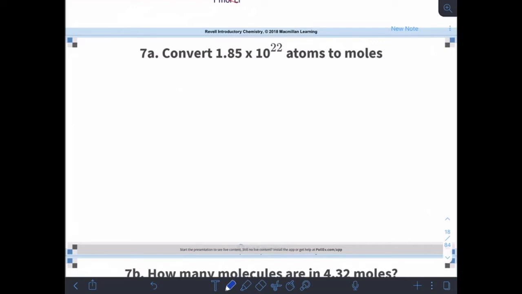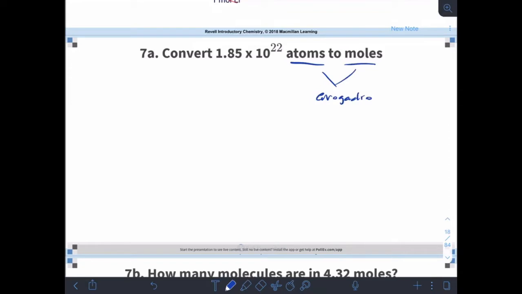All right, so picking up where we left off on chapter 6, and we were on question 7. So here we want to convert 1.85 times 10 to the 22 atoms to moles. All right, so let's dissect the question a little bit. And when we're asked for atoms and moles, that tells us that we need to use Avogadro's number.